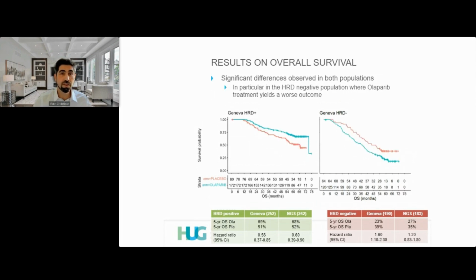Now, what is really interesting is that on the overall survival, we again see, as Isabelle Ray-Coquard showed on the PAOLA-1 data, a benefit when it's HRD positive. But when it's HRD negative, we see that the effect is really more drastic than the data showed at the last ESGO. And it's really detrimental in the HRD negative population to give olaparib in the long term. There's no benefit of PFS, but in the long term on overall survival, it has a worse effect. And with the Geneva test, the results are statistically significant.